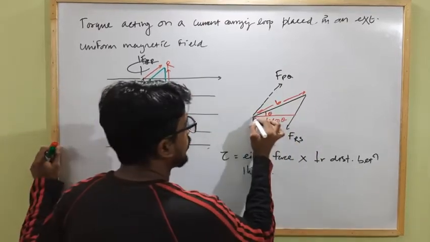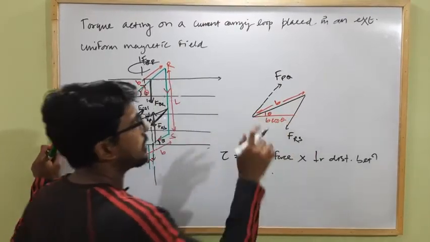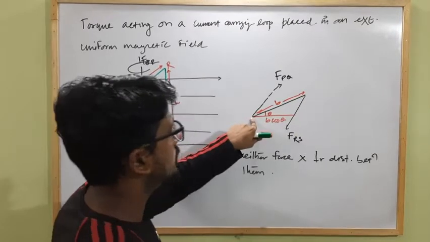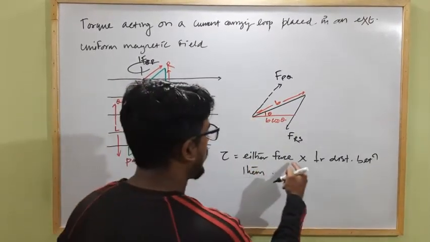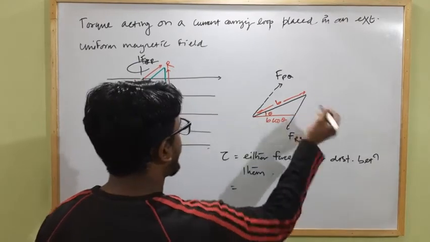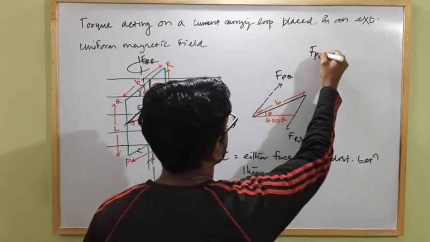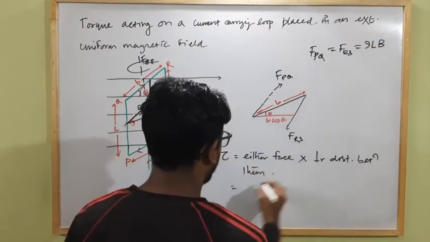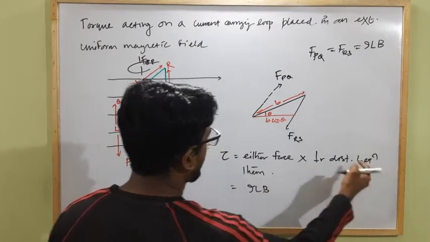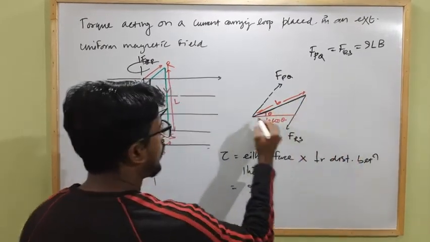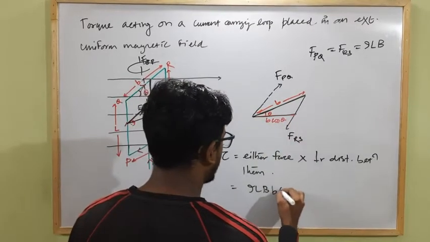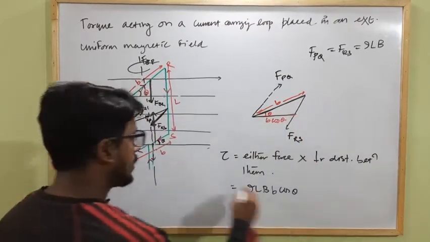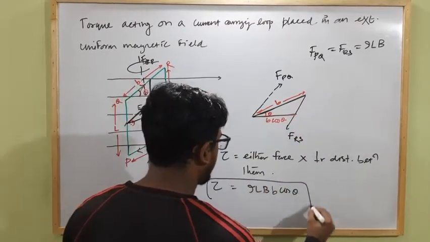So that's why the perpendicular distance between these two forces will be b cos theta. That means I am calculating the torque about either this point or this point. Clear? So what will be the force into the perpendicular distance between them? What is the value of the forces on PQ and RS? Both have equal magnitude, that is ILB. So it will be ILB into the perpendicular distance, which will be b cos theta. And theta is the angle between the plane and the magnetic field. So tau will be ILb·b cos theta.